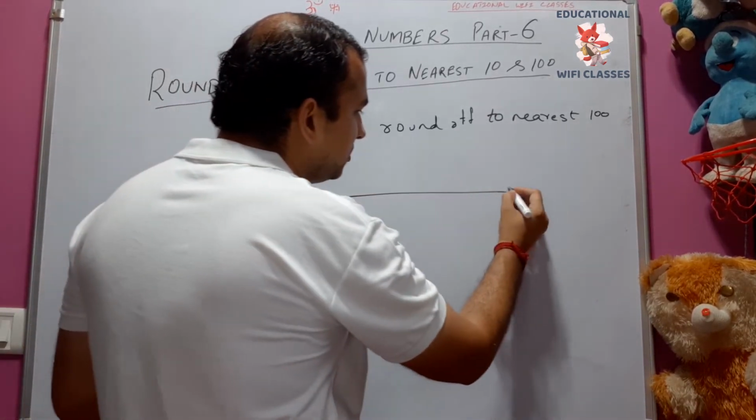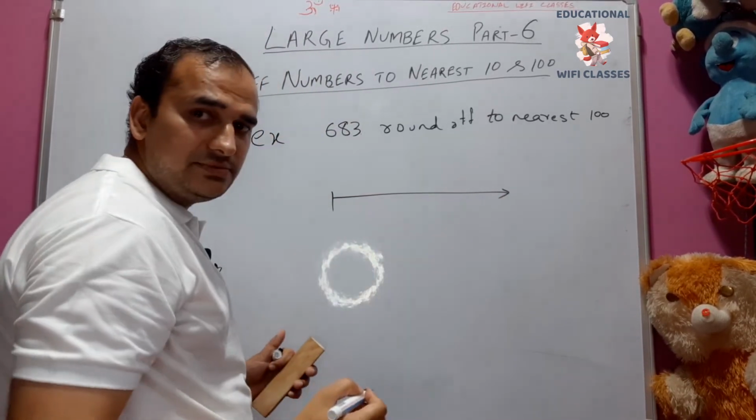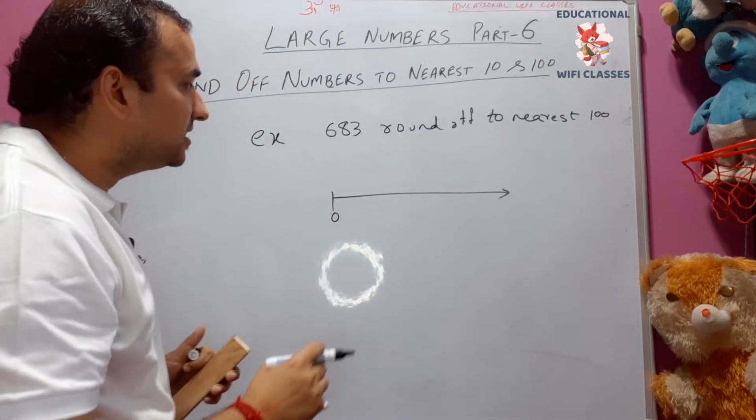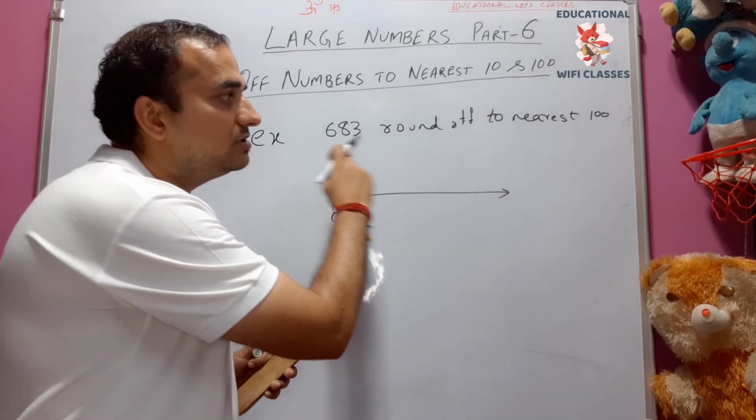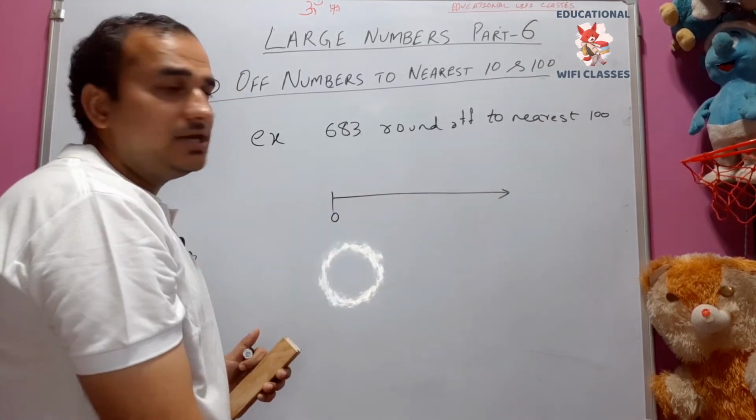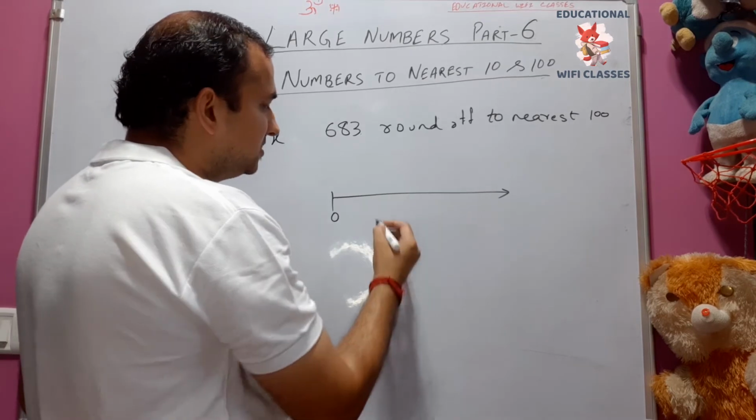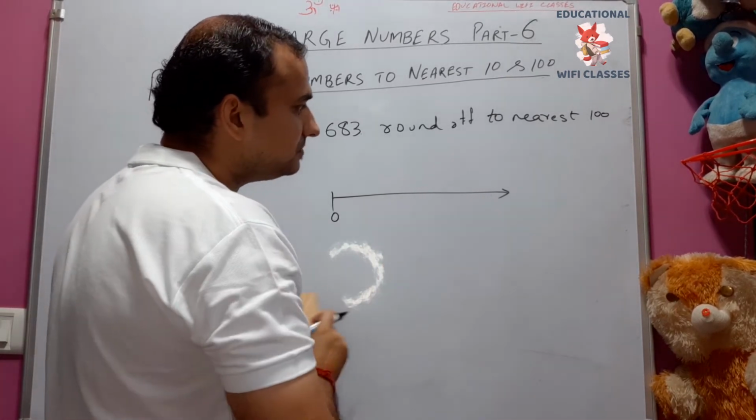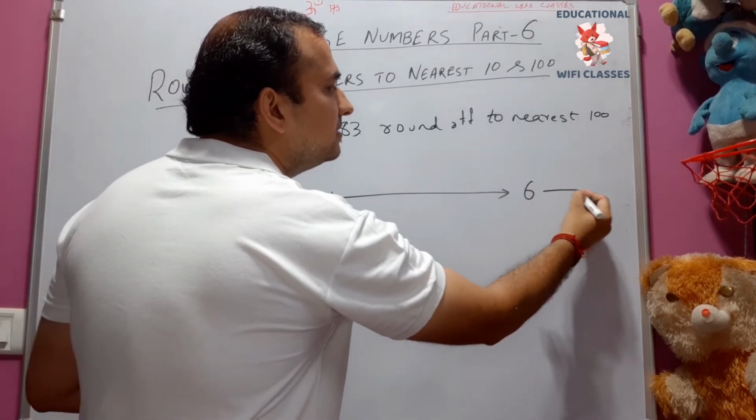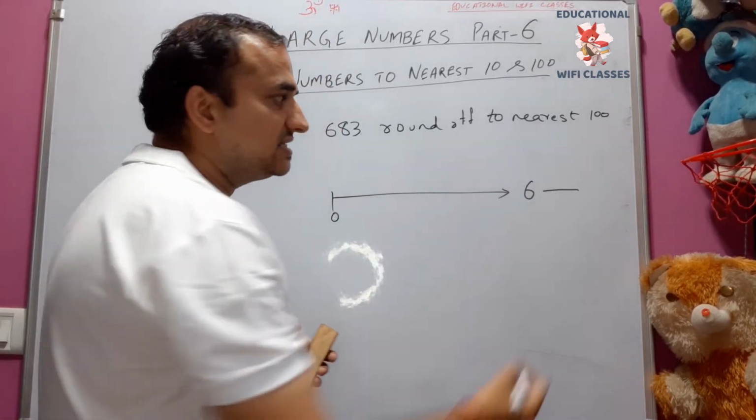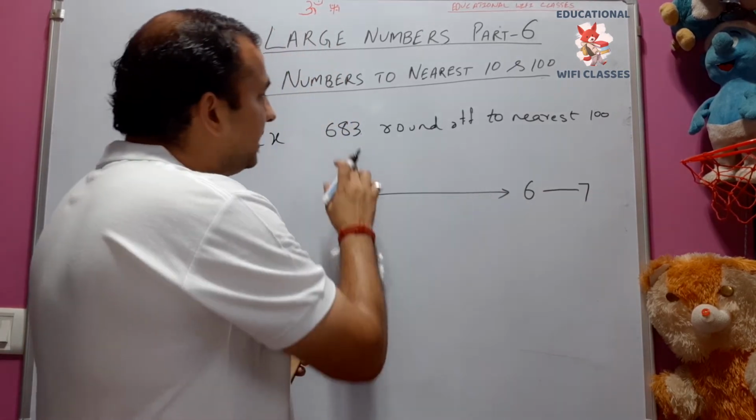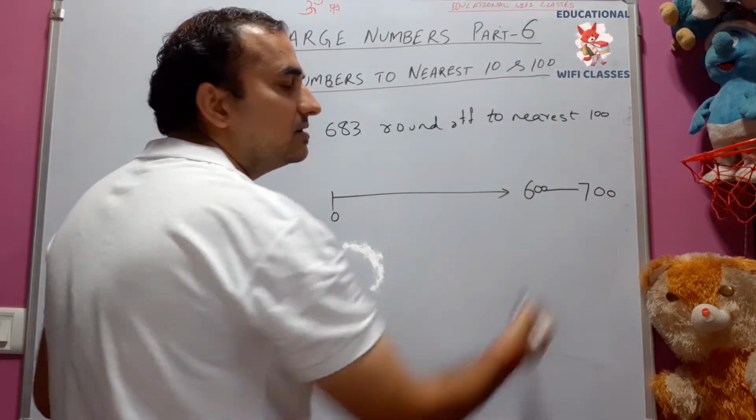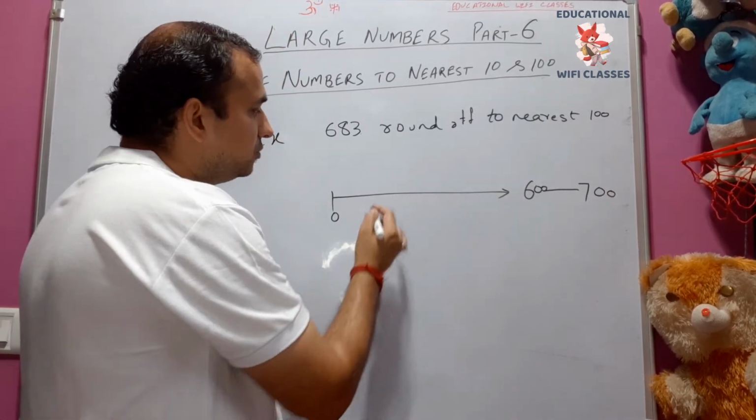So I will draw a small number line with the same concept. I will take the number on the hundreds place because I need to round off to nearest 100. So 6 is on the hundreds place, so I will take 6 here, and then the next successor of 6 is 7, so I take 7 here, and we have 2 digits at the back, so it will become 600, and here it will become 700.